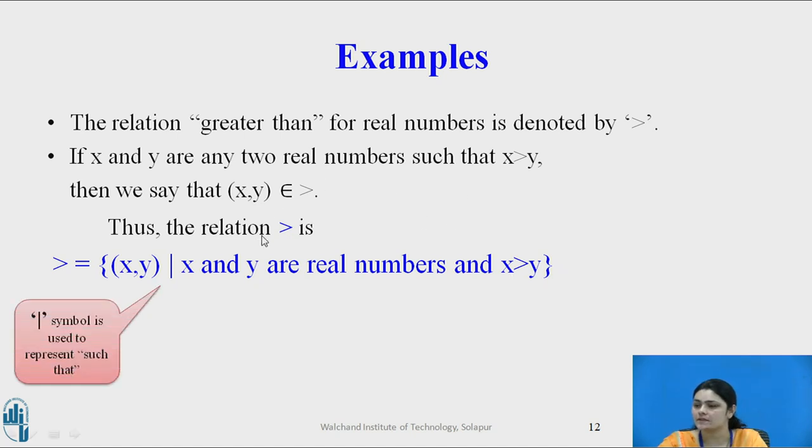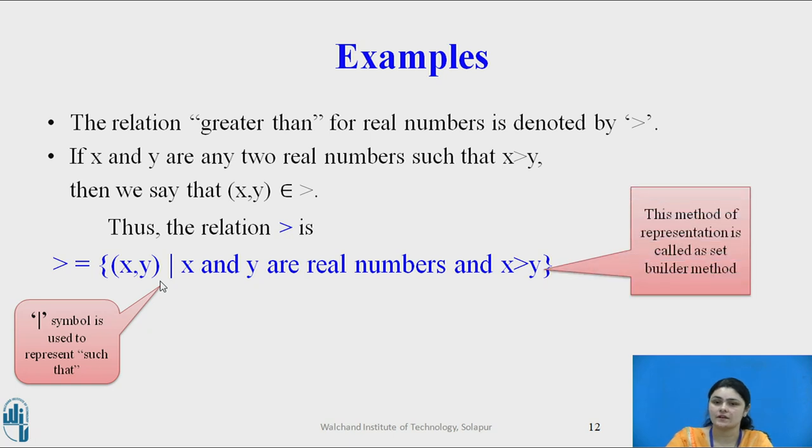Now this symbol is used to represent "such that". This method of representation is called the set builder method. So basically there are two types of methods. One is the roster or tabular method and another is the set builder method. We are not going to see much detail about it, but just for your information, this is the set builder method.